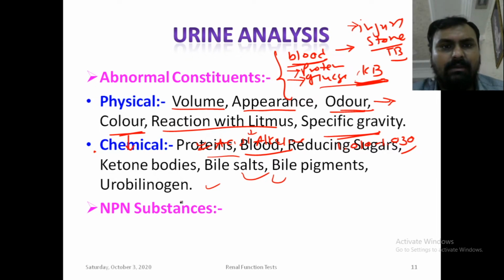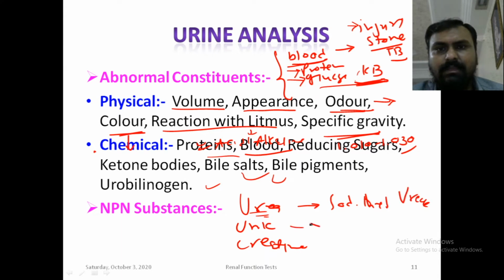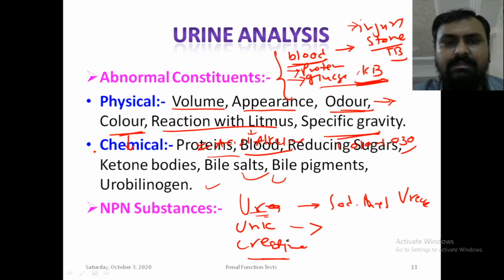Then non-protein nitrogen substances like urea, uric acid, and creatinine. For urea in the urine analysis, we can do the sodium hypobromide test or the urease test. For uric acid, there is a specific uric acid test, and for creatinine we do Jaffe's test.